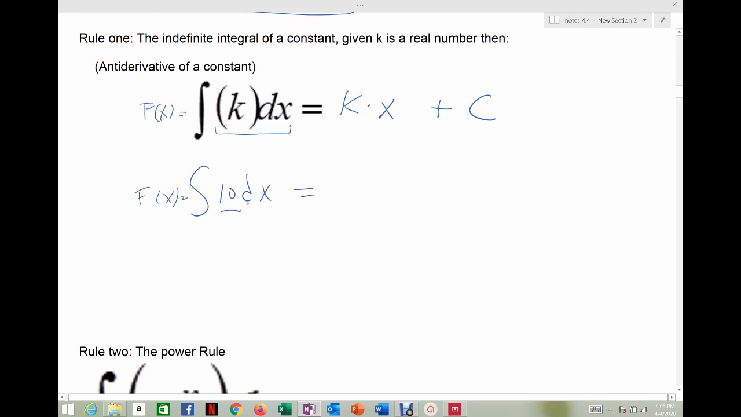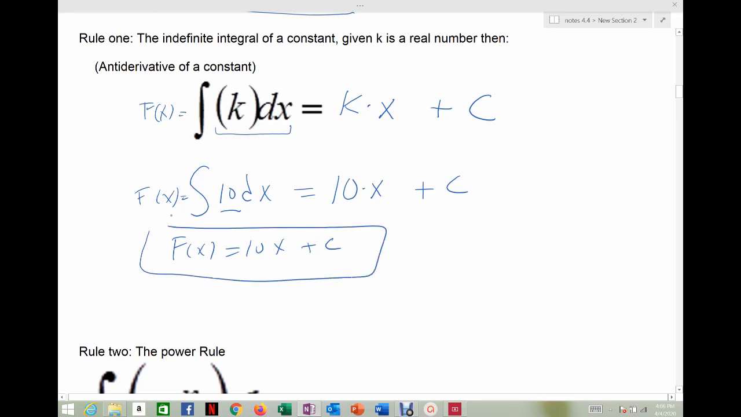Well, this was the derivative. So 10 times x plus some constant, that would be my family of antiderivatives. If I take the derivative of this, I do get back to this 10 inside, right? The derivative of 10x is 10. The constant always zeroes out. So that's what I meant.